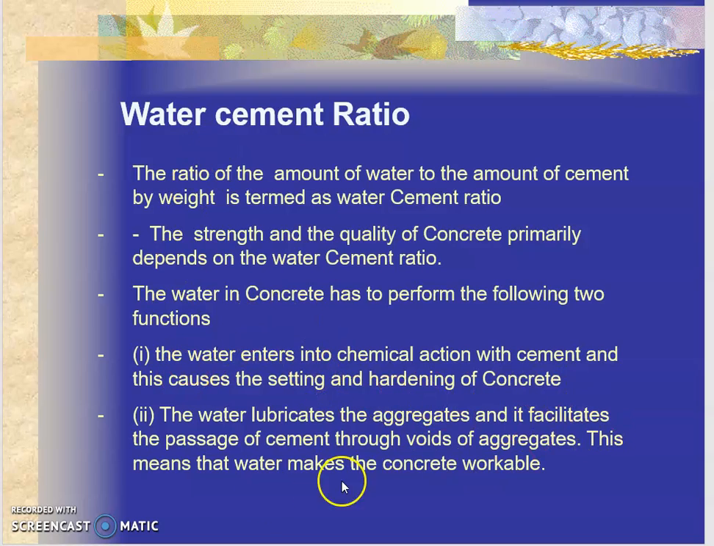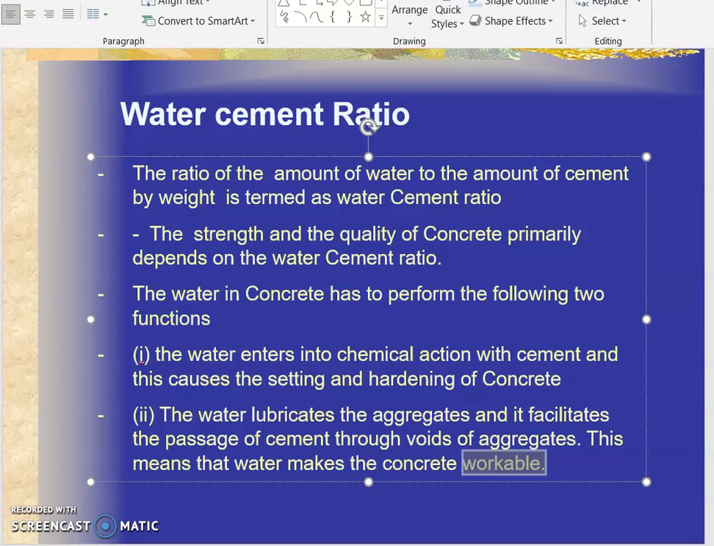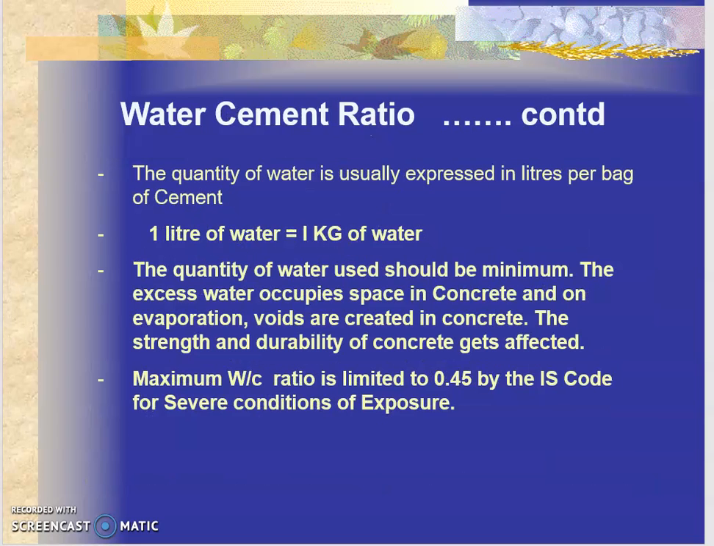So this means that water makes concrete workable. This term is very important. Workable means what? Easy to handle. The quantity of water is usually expressed in liters per bag of cement. 1 liter of water is equal to 1 kg of water, right? Volume and weight of water is 1:1. That's why we say specific gravity of water is 1. Right? Quantity of water used should be minimum.